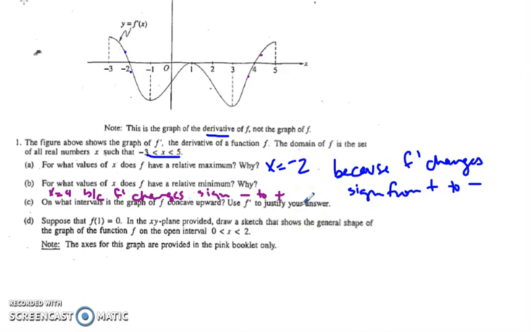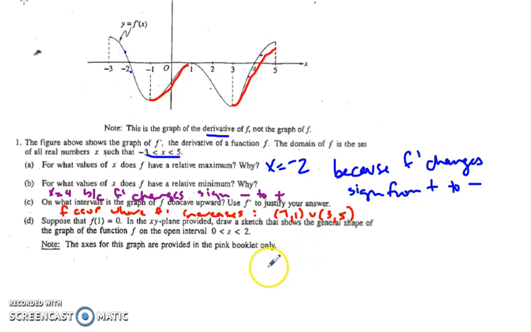So the next question is, on what intervals is f concave up? And please use f prime to justify your answer. So f is concave up where f prime is increasing. So let's write that down. F concave up where f prime increases. So those intervals are going to be everywhere f prime is increasing, so from -1 to 1 and from 3 to 5. And do not include endpoints of intervals in your answer for concavity.